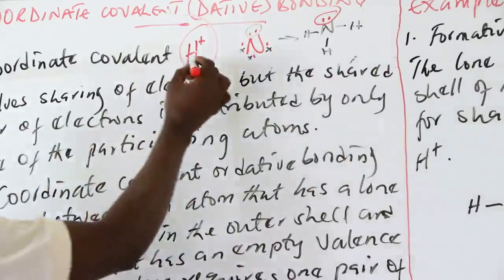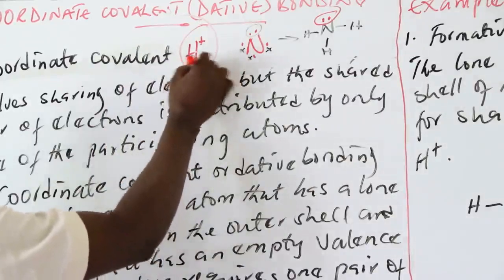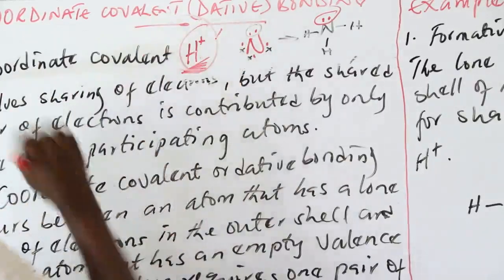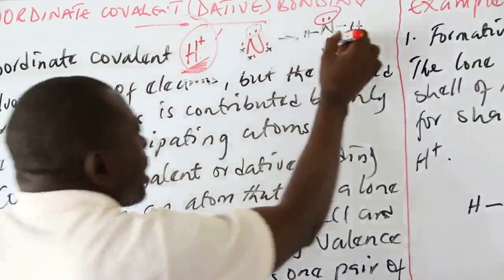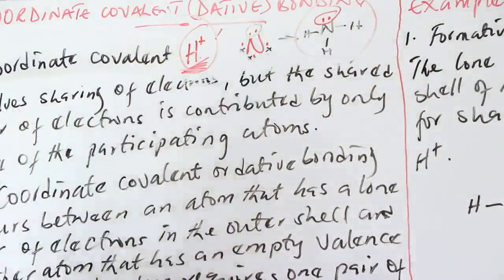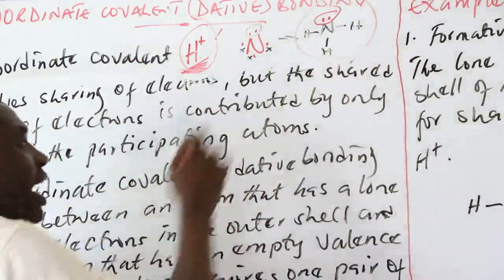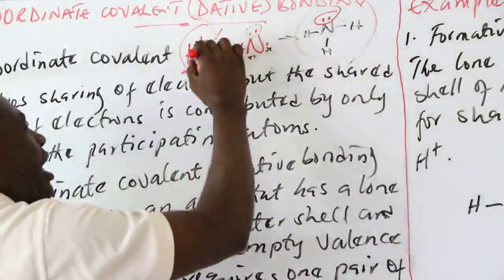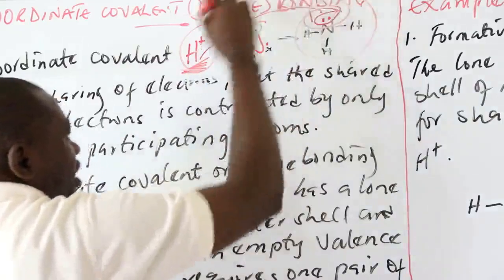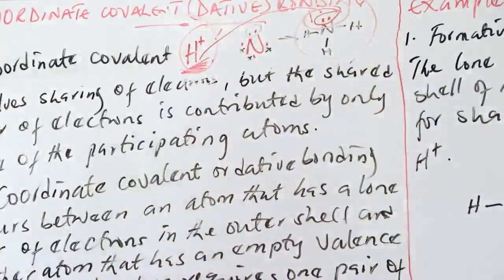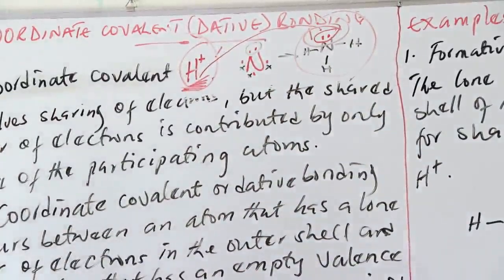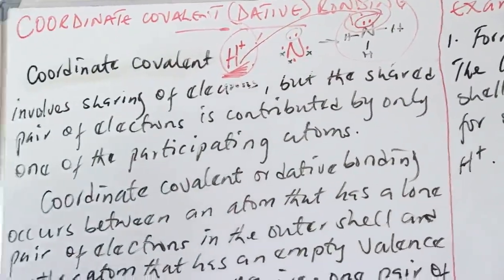So when this kind of ion that needs 2 electrons to complete its outer shell comes across something like ammonia that has a lone pair of electrons that is not being used to share with the other hydrogen, then this one can accommodate this hydrogen, and then they can share this pair of electrons. So that's what we mean by an atom having a lone pair and another one having an empty valence orbital.